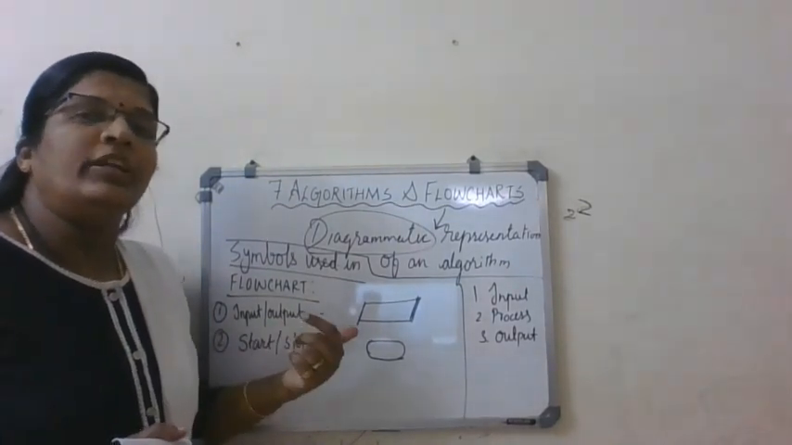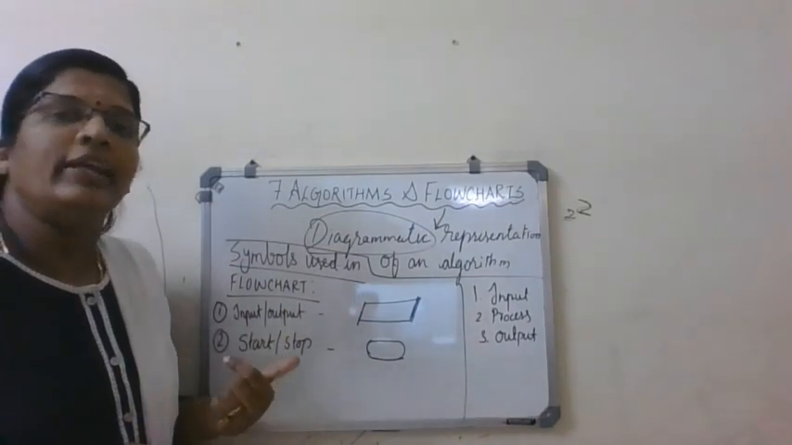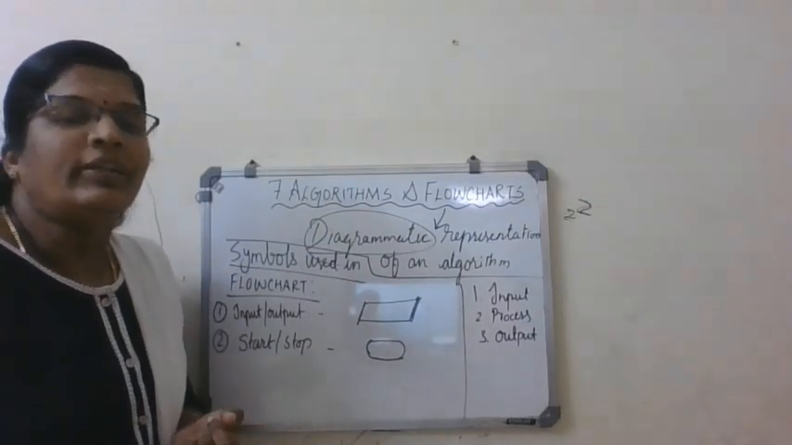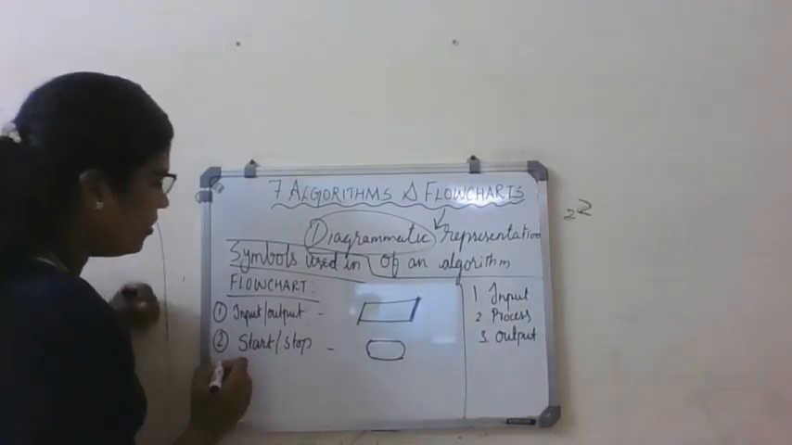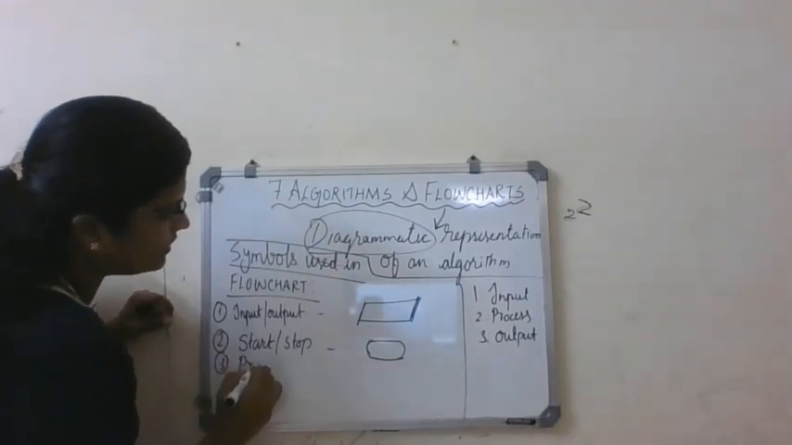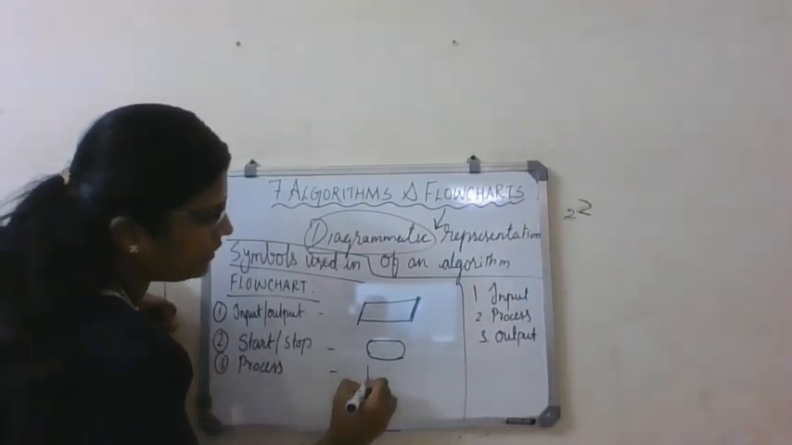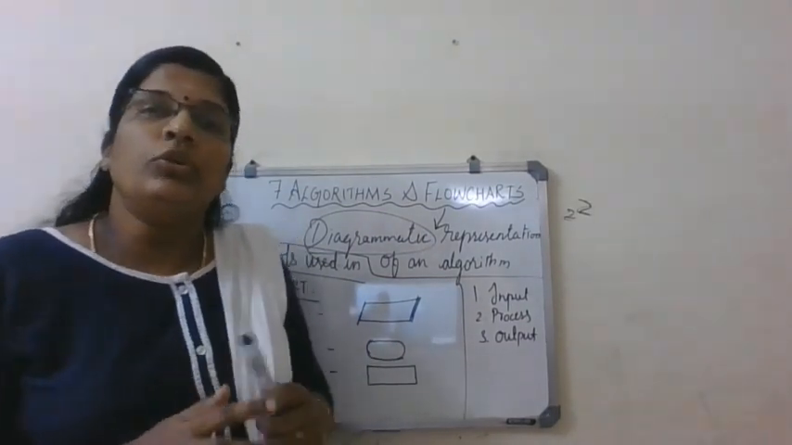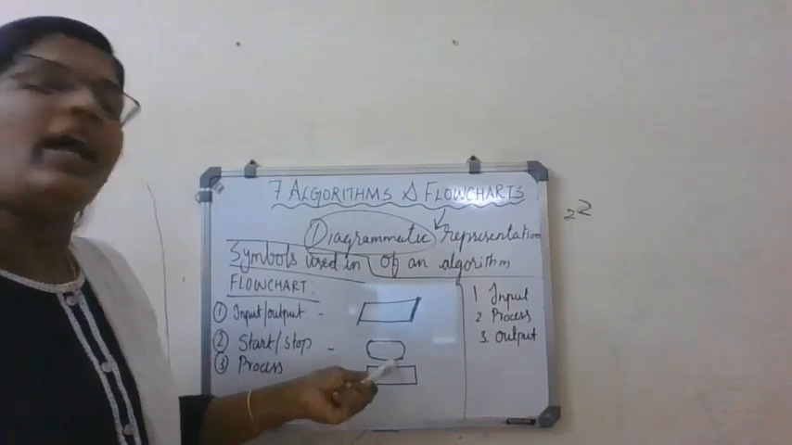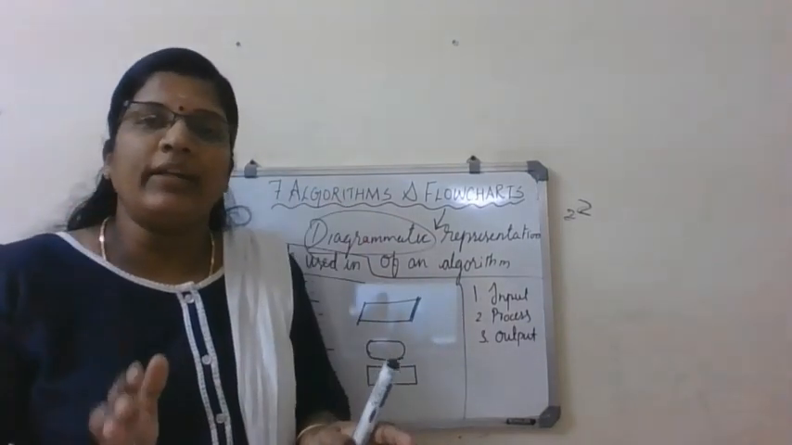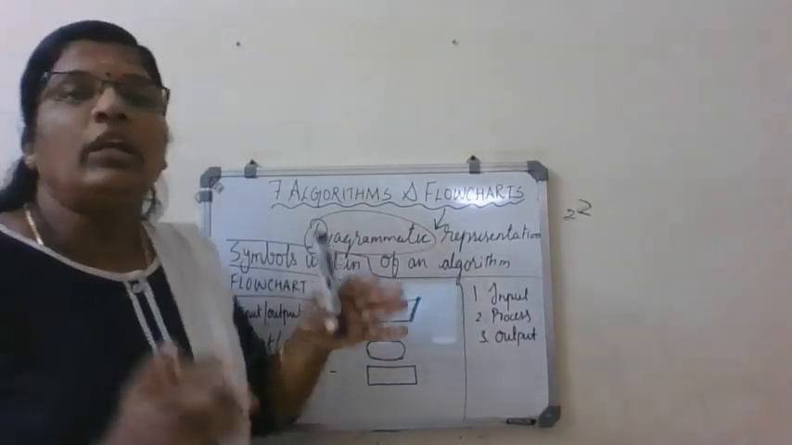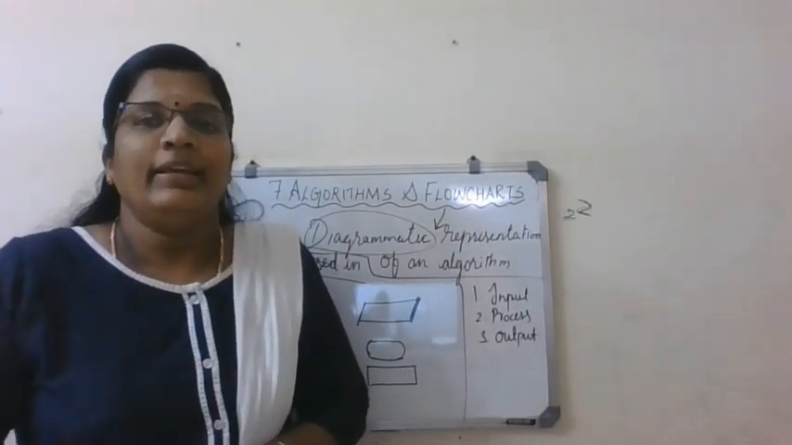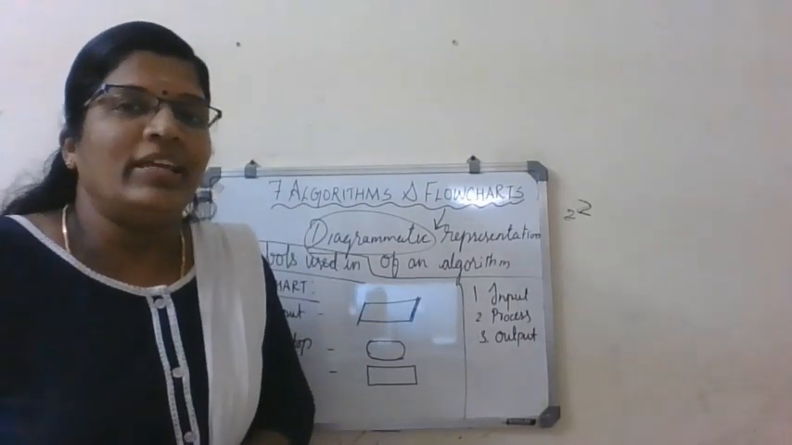Then what is next? Input output is over, start end is over. In between we have a process. If you want to make any calculations, what type of box do you have to use? That is the process box. For processing we use a rectangular box. Don't get confused between input/output and process. Process is a rectangular box, while input and output is like a parallelogram, where both sides are slanting. Clear?